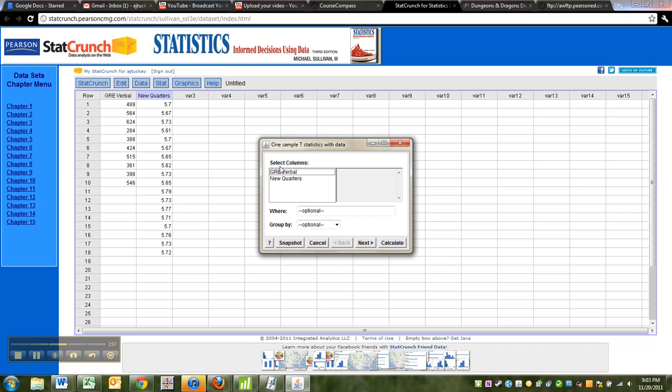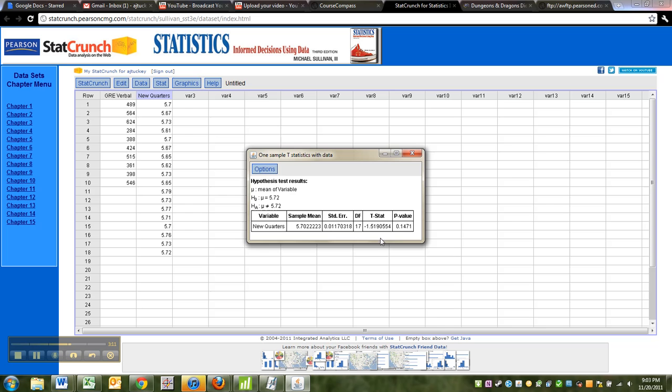And it's going to ask what data you want. I want the new quarters data. Next. What's your hypothesis? All right, I'm testing that it's different than 5.72. It's a not equal to test. No, I don't care about that. Calculate. And there we go. Look, p-value 0.147. So much faster. It doesn't do the classical method, though. That's the problem. It only does the p-value method.